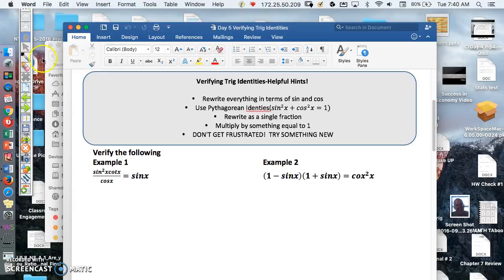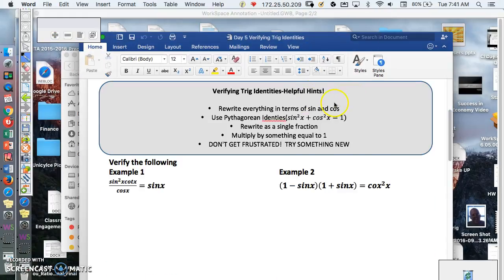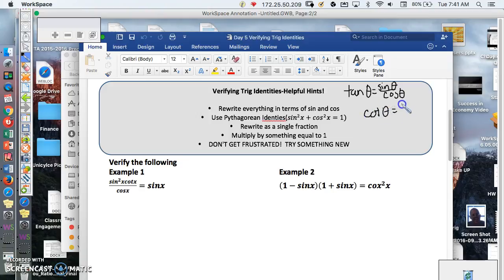And you have to think of these as a puzzle. First thing is write everything in terms of sine and cosine. And a couple of reminders. Tangent of theta is sine of theta over cosine of theta. Cotangent of theta is cosine of theta over sine of theta. Use the Pythagorean identities, and we can rewrite that.